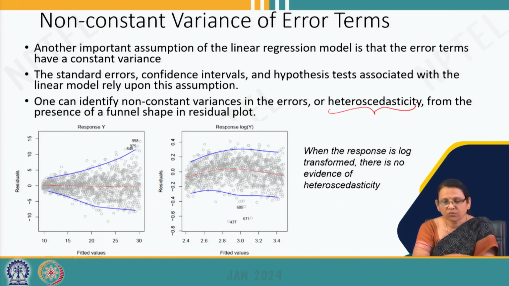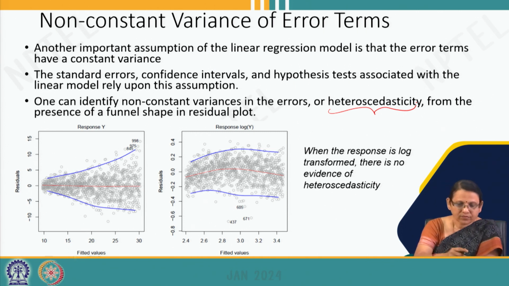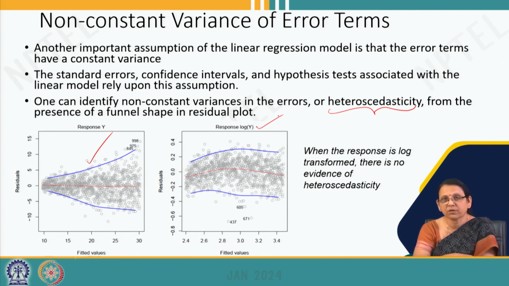Okay. So, we can identify the heteroscedasticity problem in our data if we get some kind of funnel-like pattern in the data set. However, if we try making some transformation, for example, here we log transformed the response variable, and this is somewhat reduced.